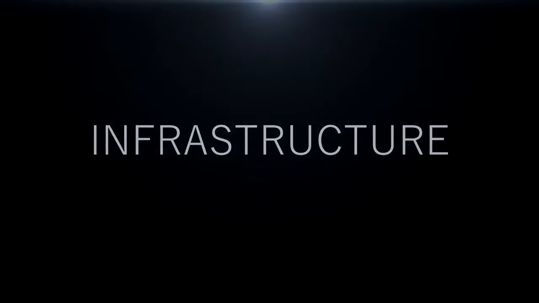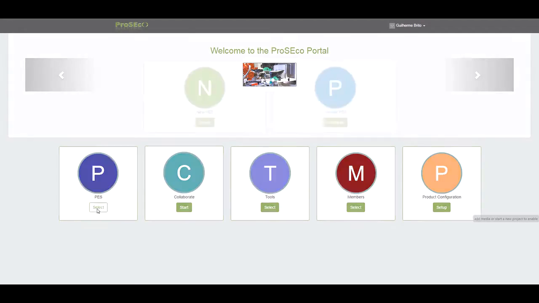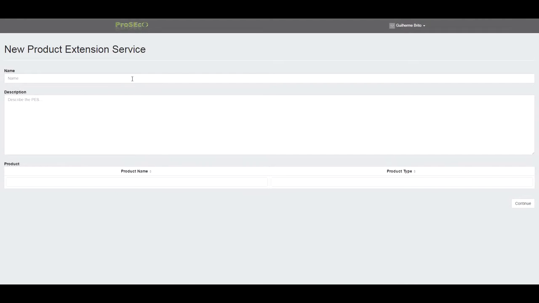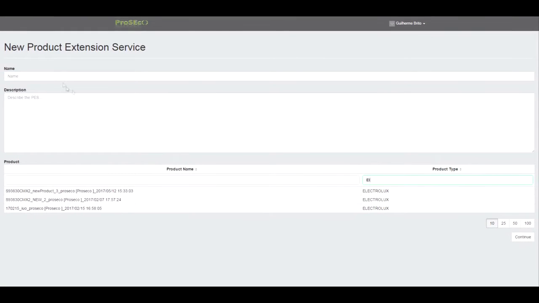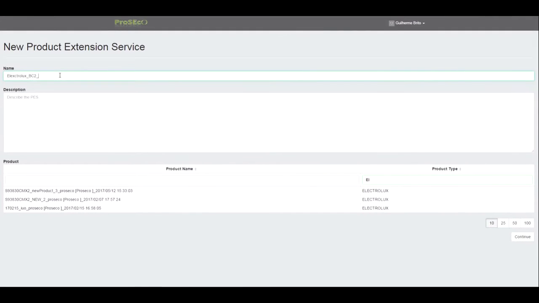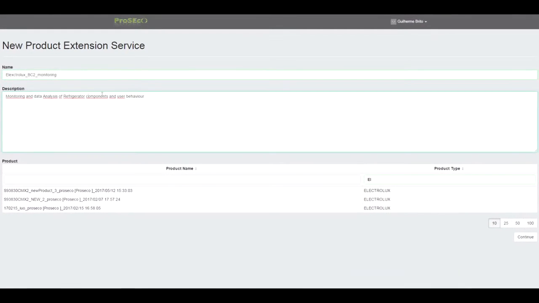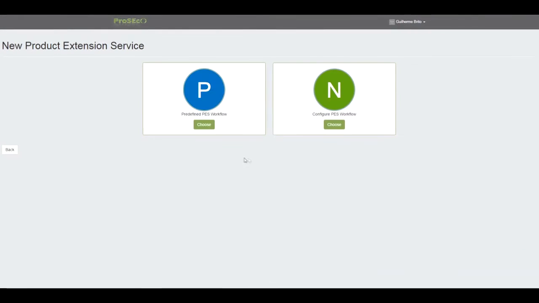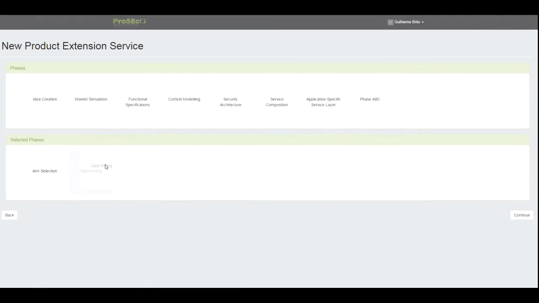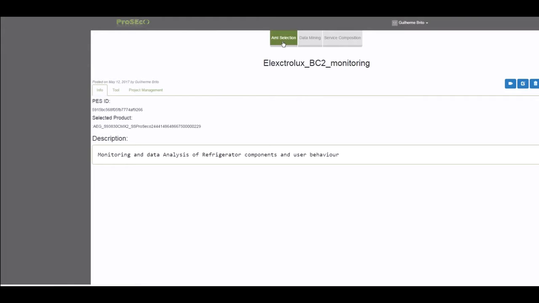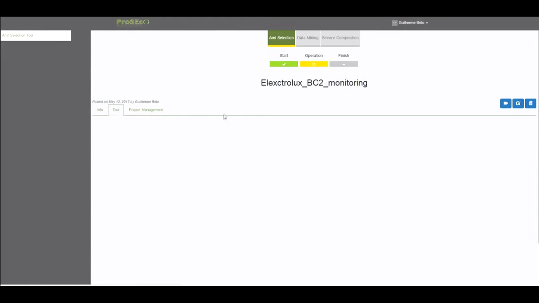Everything in ProSEco starts with the definition of a product extension service. The creation of such is achieved through the ProSEco portal, where you start by selecting the product type. Define the PES workflow. Configure the multiple services in the PES.